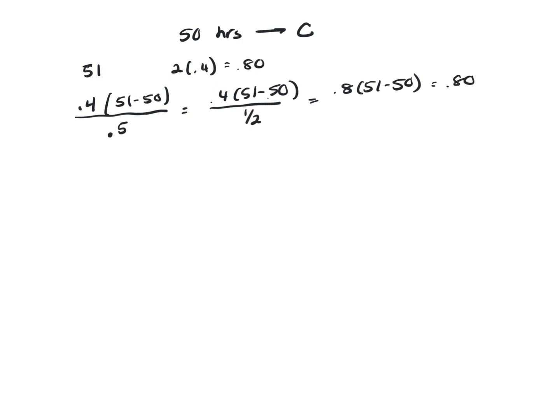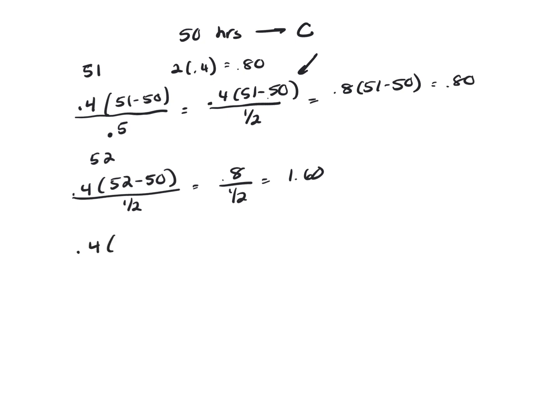So let's try it for 52 hours, see if our formula works. So for 52, let's use this formula here, 0.4 times 52 minus 50 divided by 1/2. 52 minus 50 is 2. 2 times 0.4 is 0.8 over 1/2. Bring the 2 up, that's going to give you $1.60. And that makes sense.